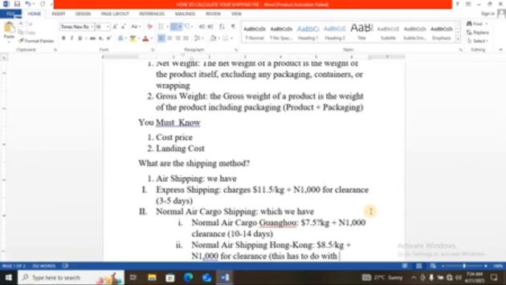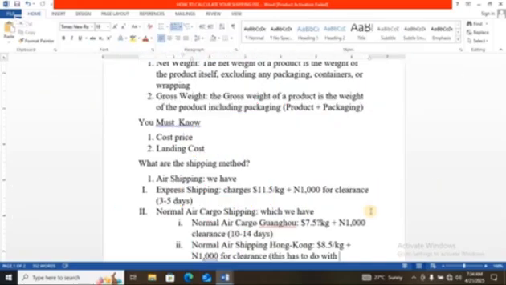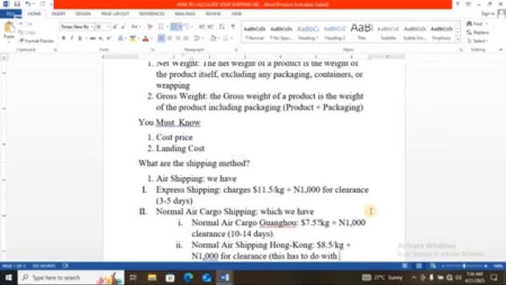So if I say the current exchange rate is 240, what you need to do is to say 240 multiplied by 10. So let's do that and see what we are going to get. 240 multiplied by 10, you are going to see that the cost price for this item is 2,400 naira. That is the cost price. That is not the landing cost.